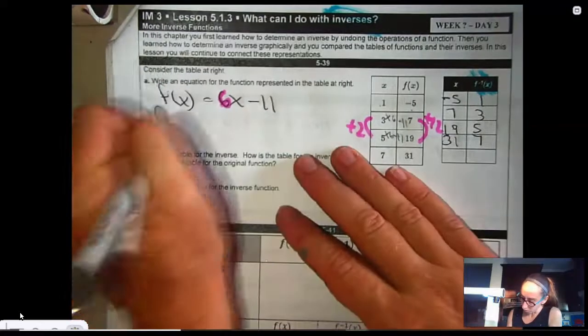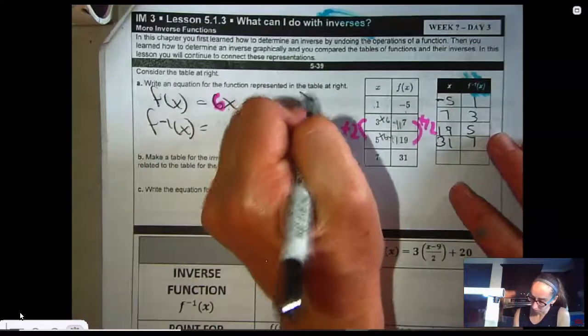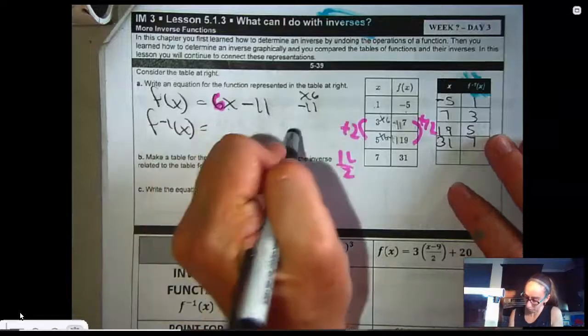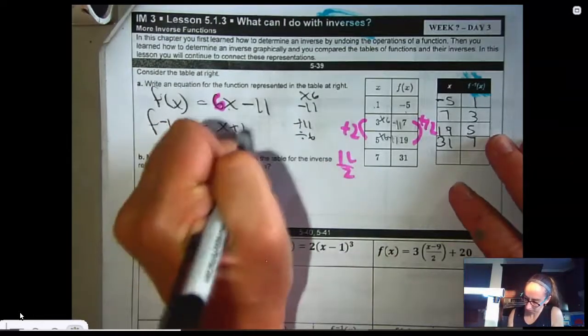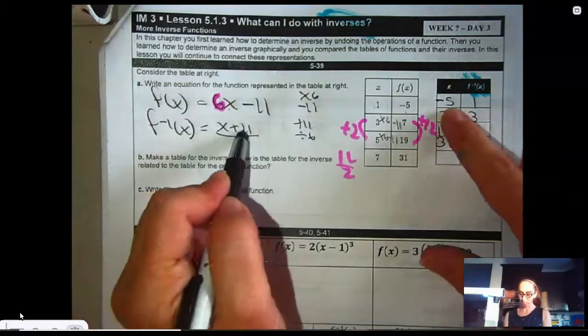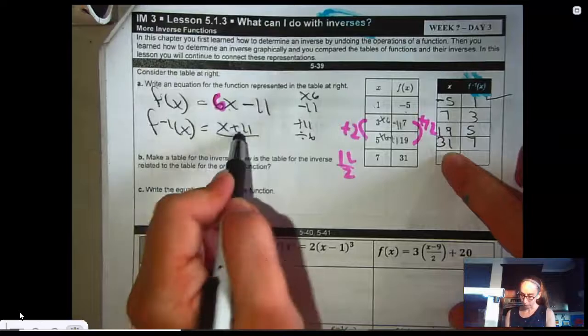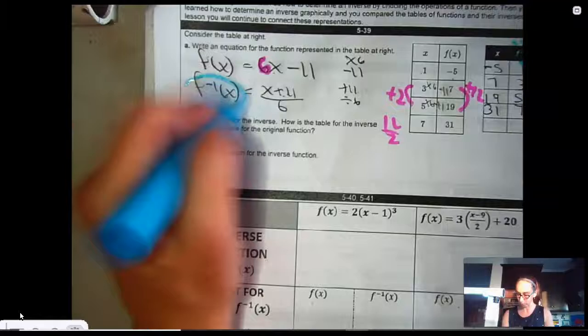So if I'm going to do the f inverse of that, let's think about it. I have an x. I multiply it by 6 and subtract 11. So what's going backwards? Adding 11 and dividing by 6. Well, let's see. Negative 5 plus 11 is 6 divided by 6 is 1. 31 plus 11 is 42 divided by 6 is 7. I'm amazing. Okay, so I just want you to get really good at doing inverses.